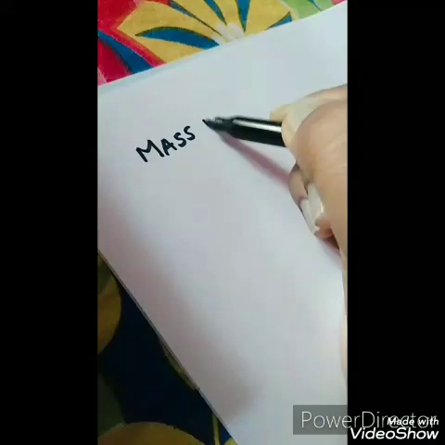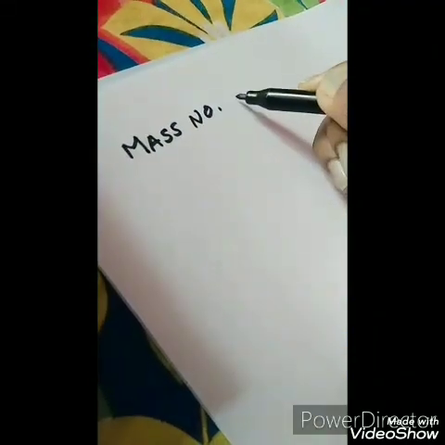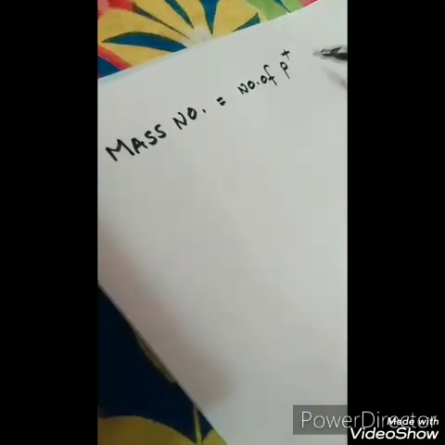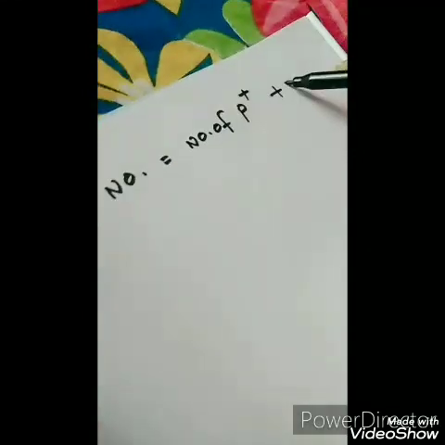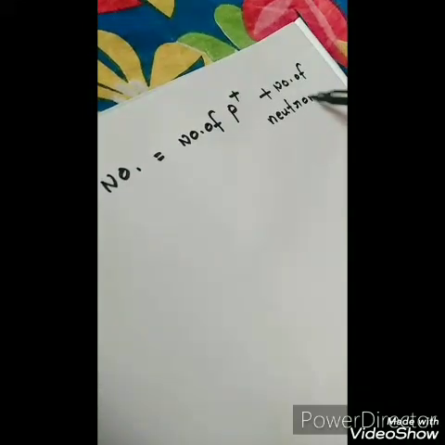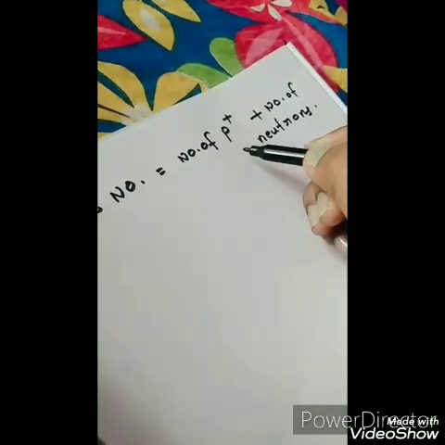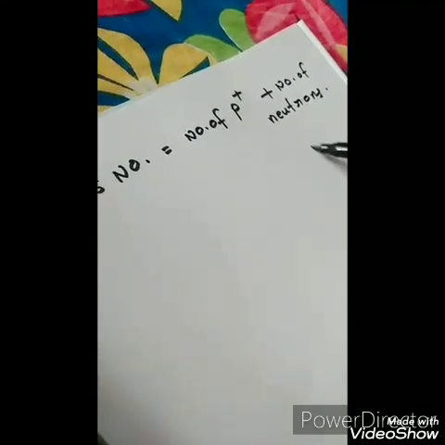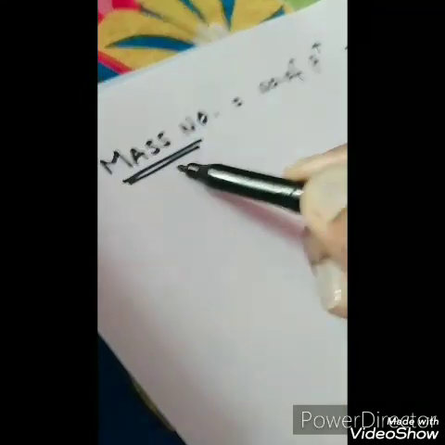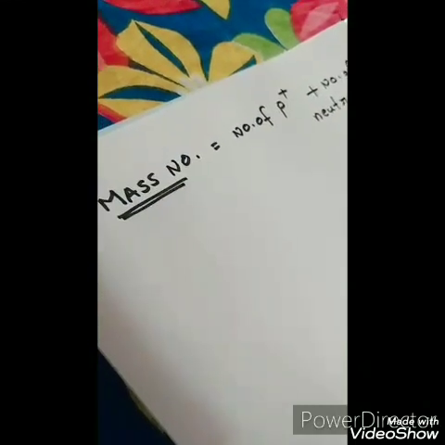Next, the mass number. Mass number of an element is equal to the number of protons plus the number of neutrons. That means protons and neutrons are present inside the nucleus. So, we should say mass number is based upon the nucleus. Why? Because protons and neutrons are present inside the nucleus.